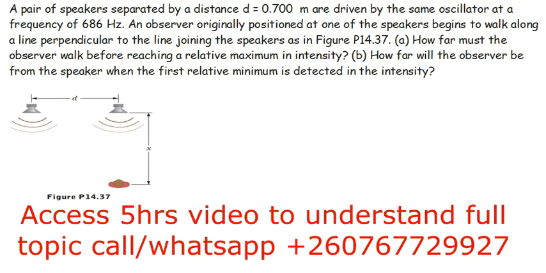I explained this. Once they are talking about the relative maximum, we are talking about constructive interference. But B, how far will the observer be from the speaker when the first relative minimum is detected in the intensity? Relative minimum, we are talking about destructive interference. So let's start with constructive interference.